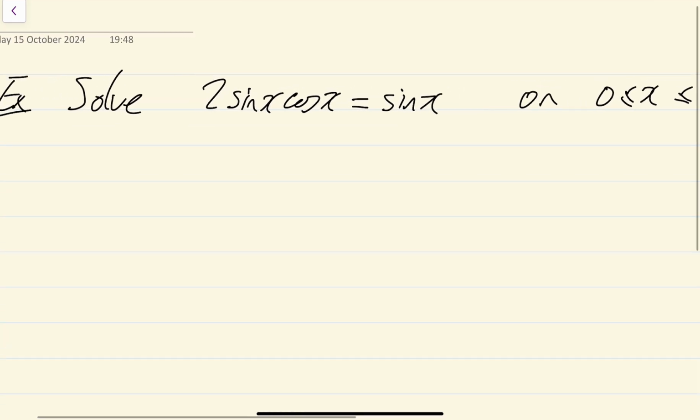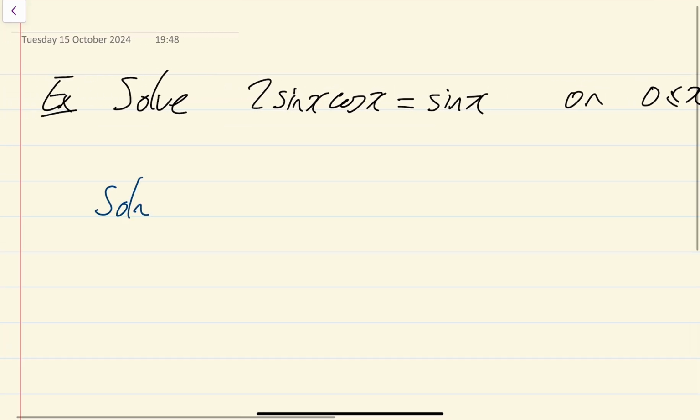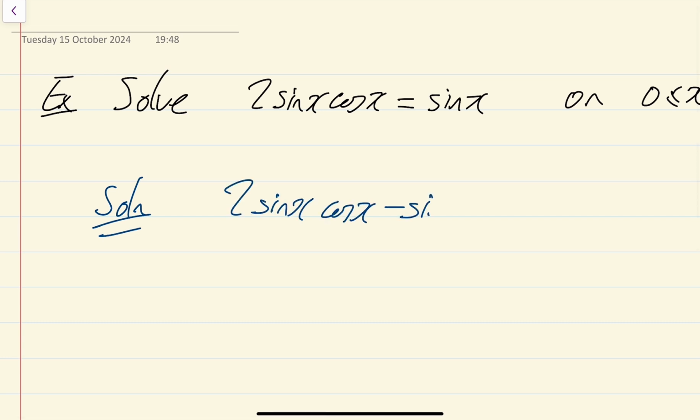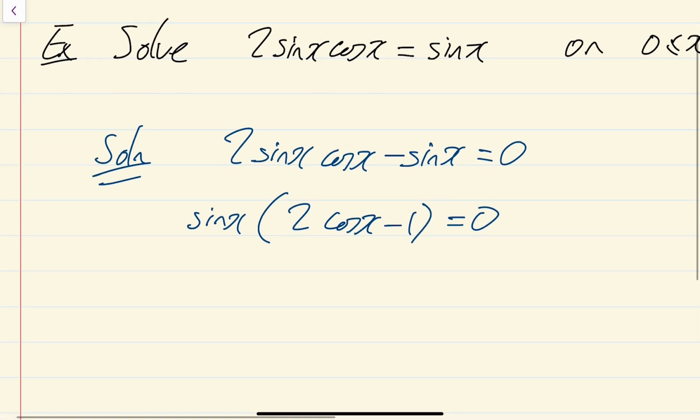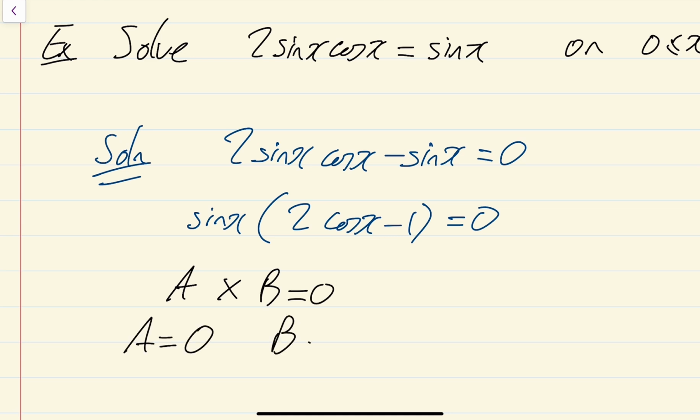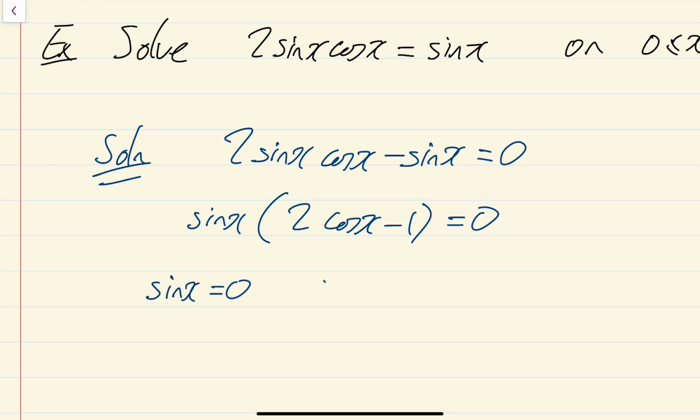So we'll do this in blue then. The proper solution way to do this is to bring everything over to one side and then factorize. If you factorize, you can pull a sin x outside a bracket, which leaves you 2 cos x minus 1 inside. And then you're in this lovely stage of mathematics where you've got a times b equals 0, which means a equals 0 or b equals 0. So in this case, sin x is equal to 0 or 2 cos x minus 1 equals 0. Now sin x equals 0, I'll come back to in a wee minute.